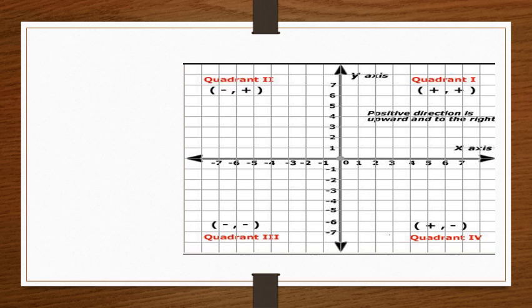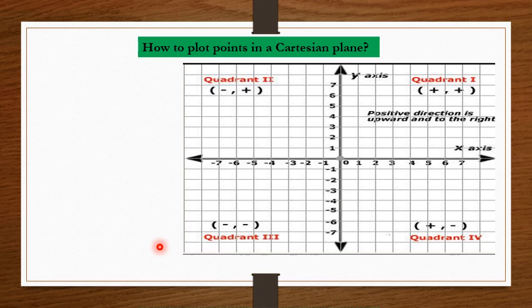Okay, so we're going to do plotting. So this is the Cartesian plane. And we have quadrants 1, 2, 3, and 4. As you can see, we have the x-axis and the y-axis. We have the right and left and upward and downward. So let's have this one. How to plot points in a Cartesian plane. For number 1, we have -6 and 2. -6 and 2. So that is quadrant 2.